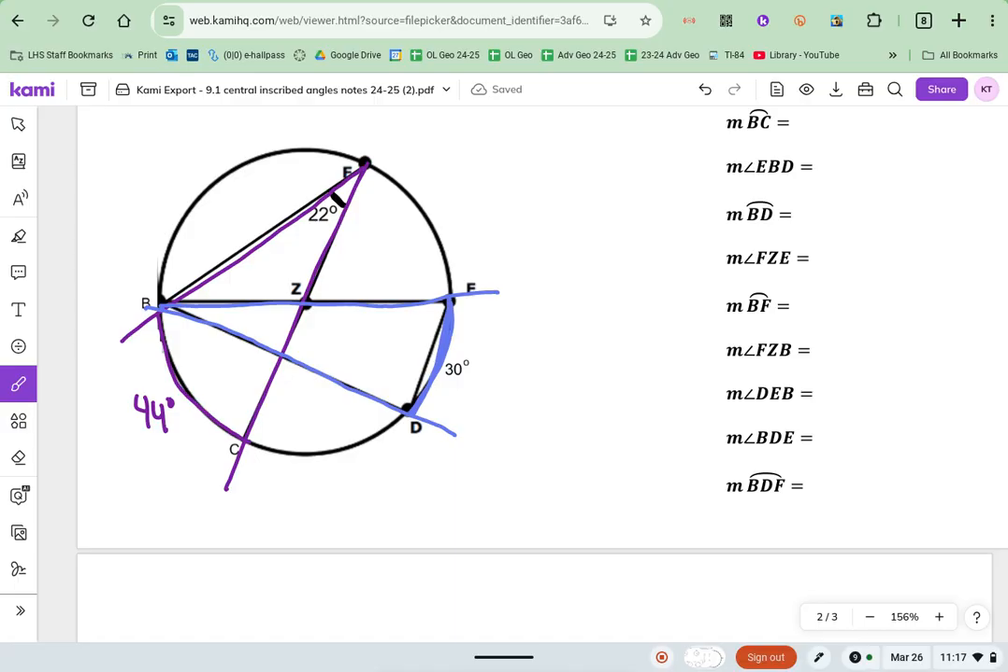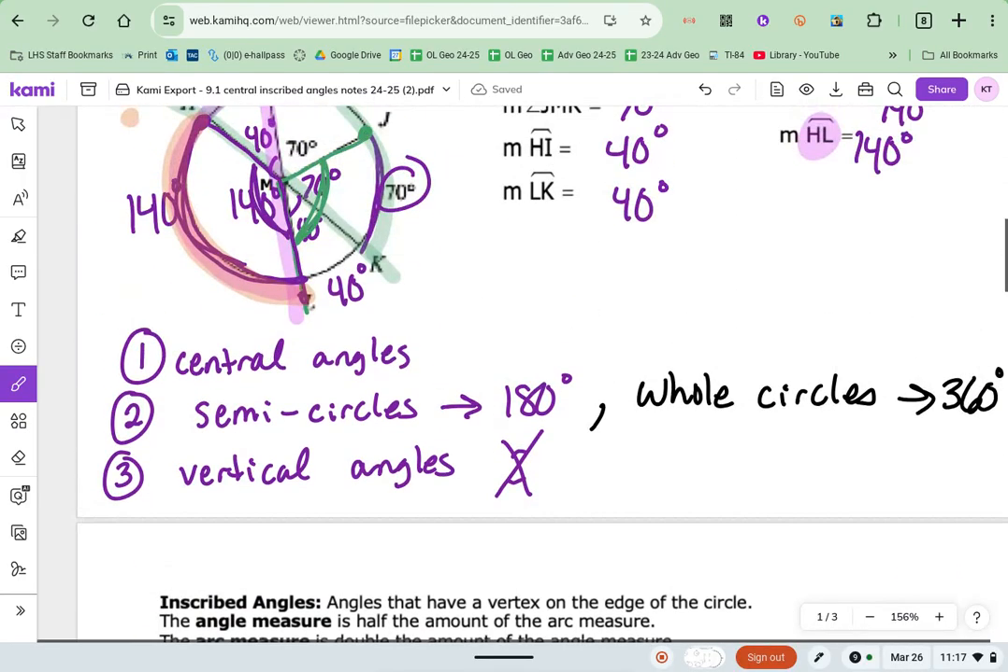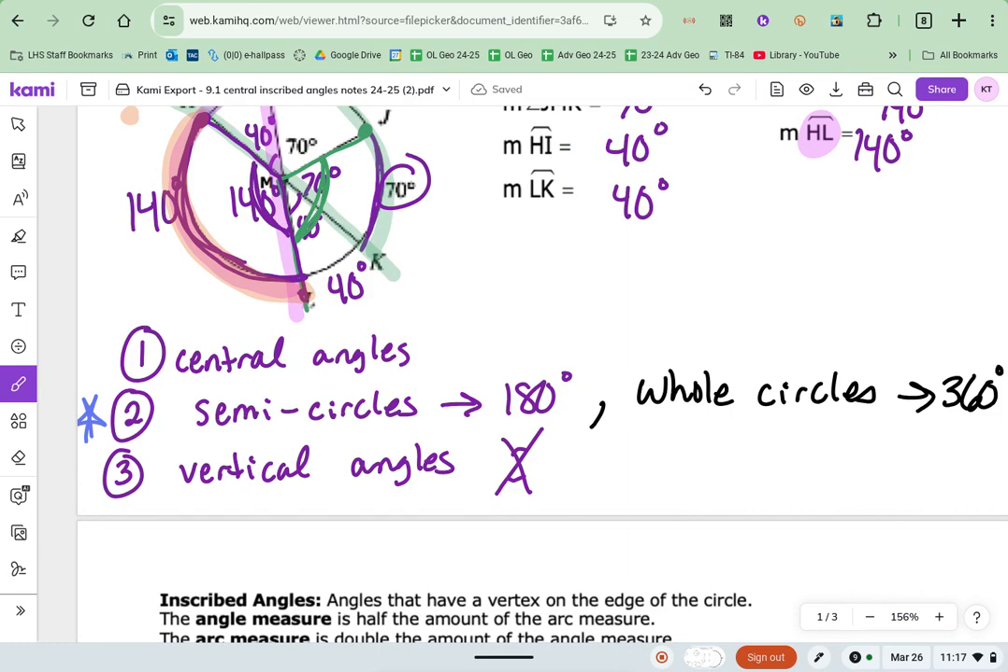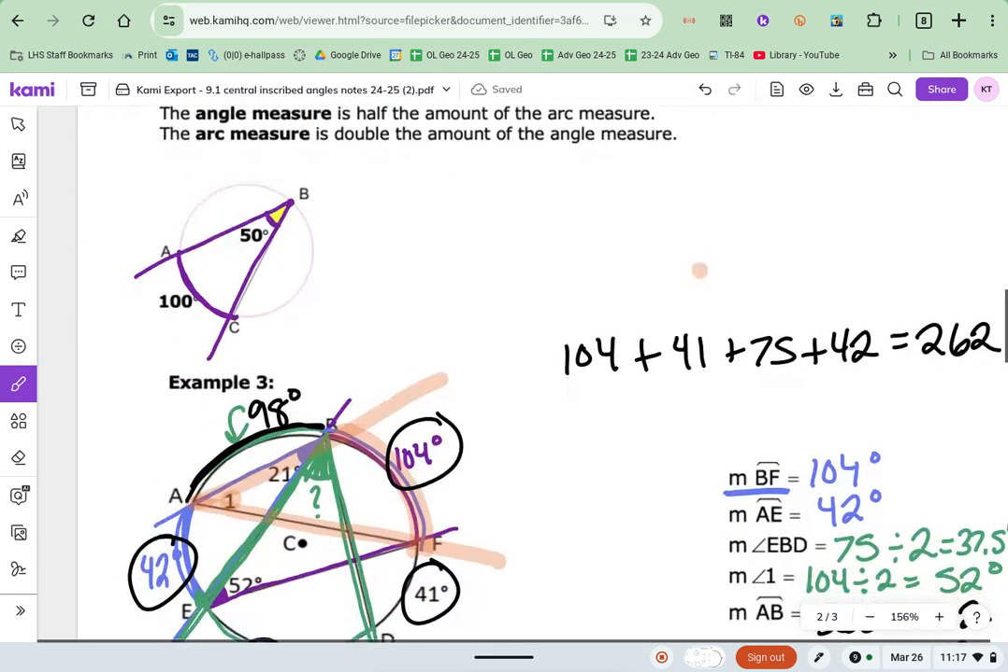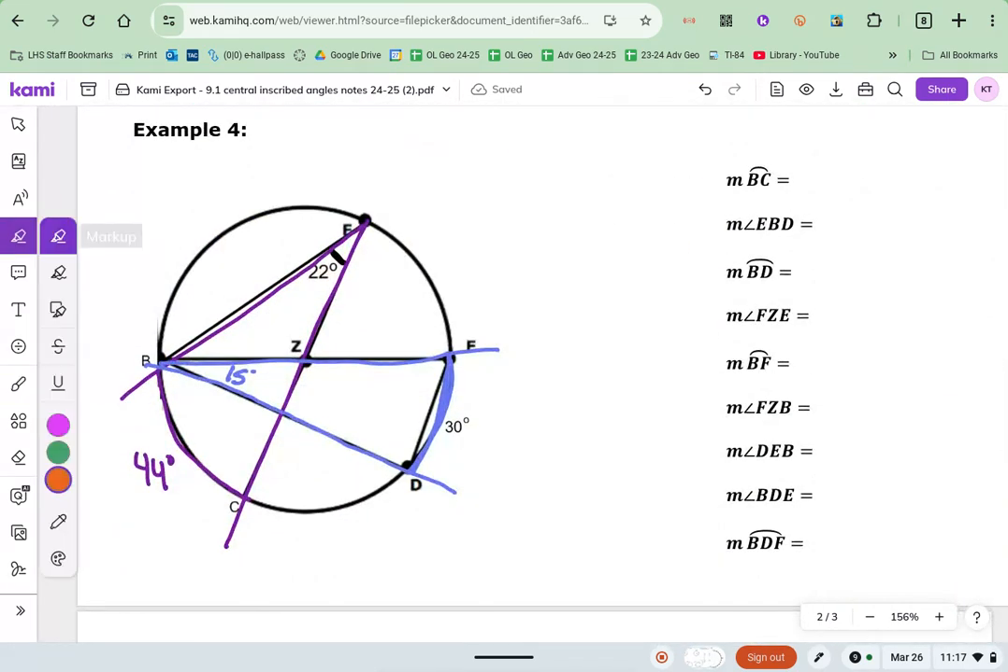After you do that, it's like, oh, I've used everything that I have. What can I do? That's when I would go back to your list of strategies, go to step 2, and look for semicircles. We do have some semicircles. Like this one right here is a semicircle. That should all add to 180. So that's what I did next. I said, okay, 30 plus 44, subtract from 180, means I have 106 degrees left for that arc right there.